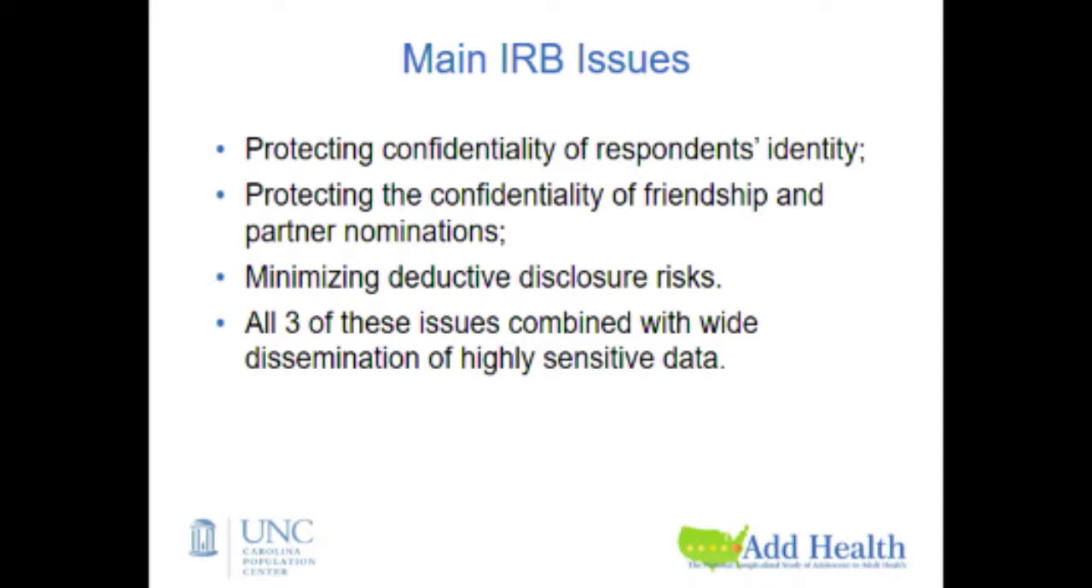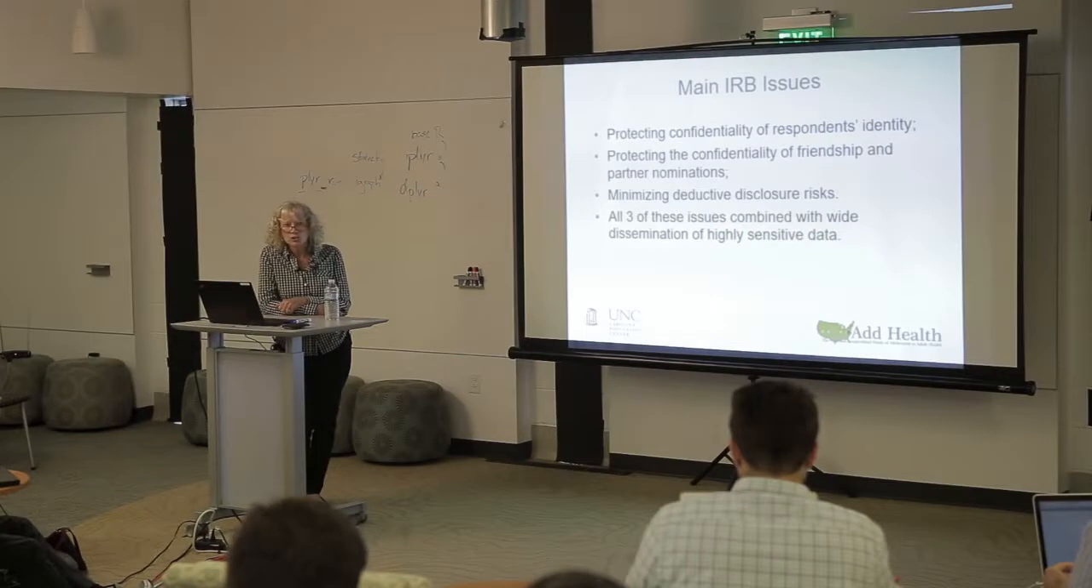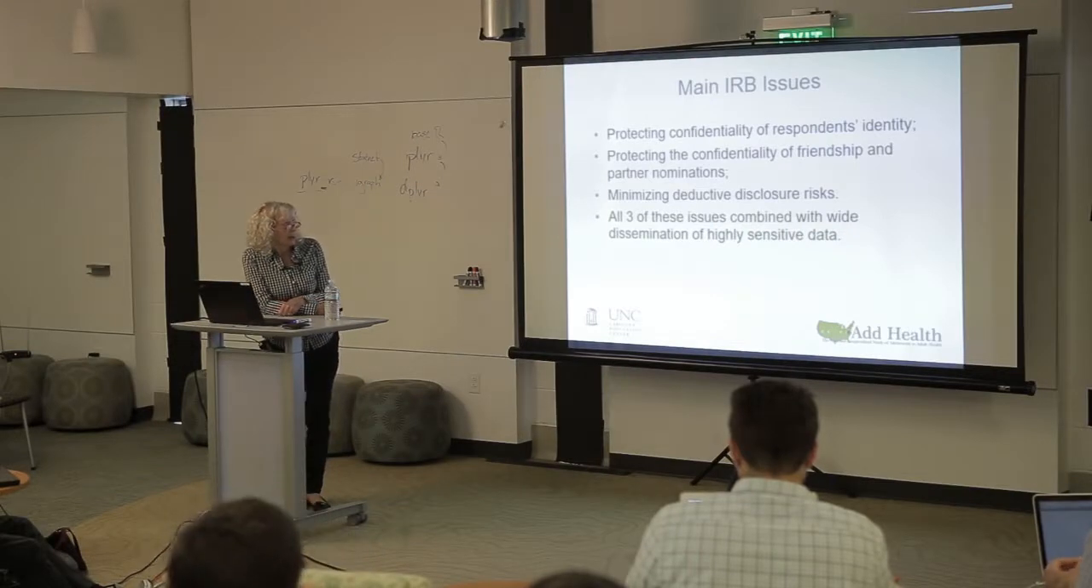Okay, so let's get to some of the IRB issues here. The main things that we were concerned with is protecting confidentiality of the respondent's identity. That's pretty straightforward. Protecting the confidentiality of the friendship and the partner nominations. And then minimizing deductive disclosure risks. And then all 3 of these issues combined with wide dissemination of highly sensitive data. So this is really pretty much it.